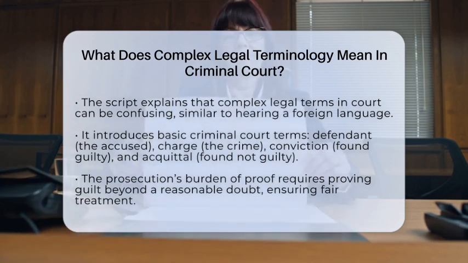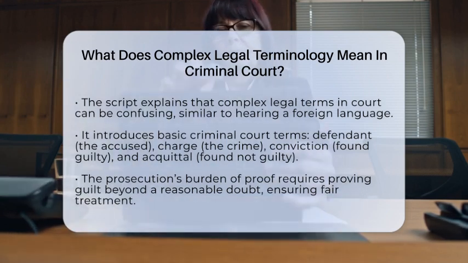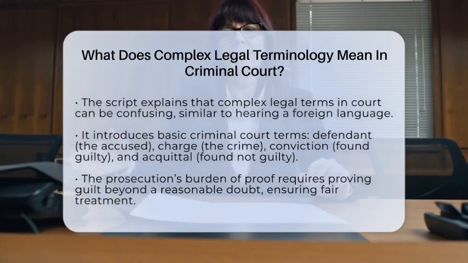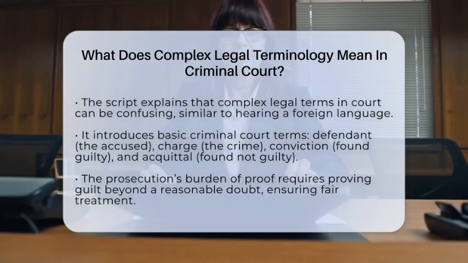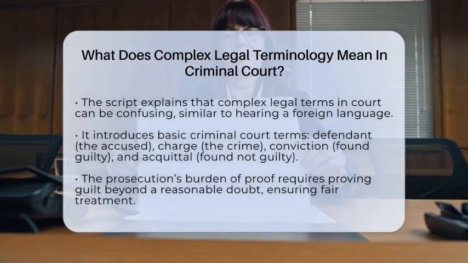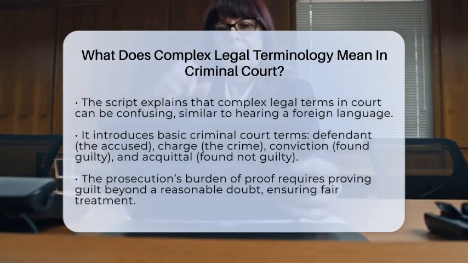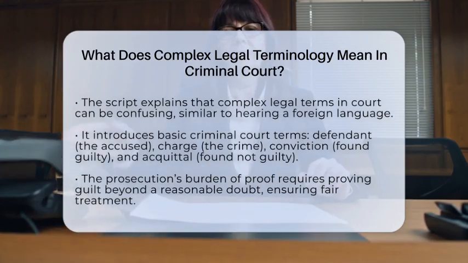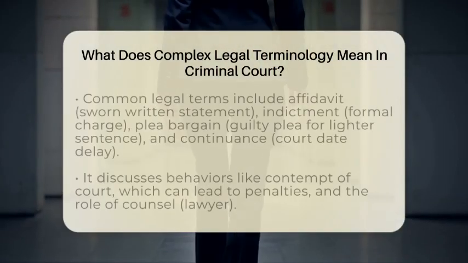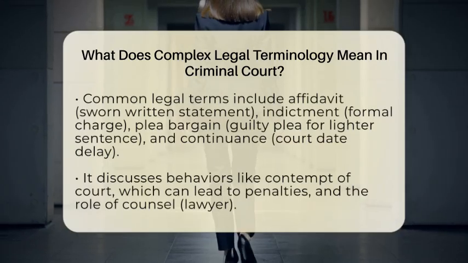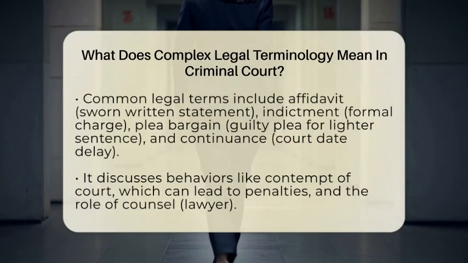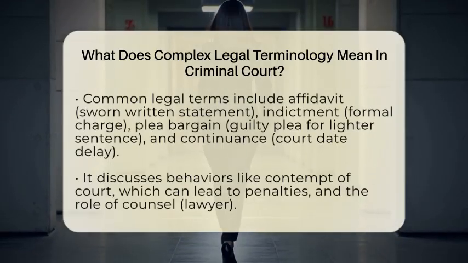In criminal court, there are basic words everyone should know. For example, a defendant is the person accused of a crime. Each crime they are charged with is called a charge or count. If the court finds the defendant guilty, that's called a conviction. If they are found not guilty, that's an acquittal. The prosecution has the burden of proof, meaning they must show beyond a reasonable doubt that the defendant is guilty. This is part of the due process of law, which guarantees fair treatment.